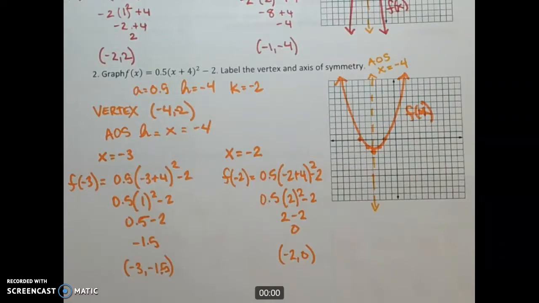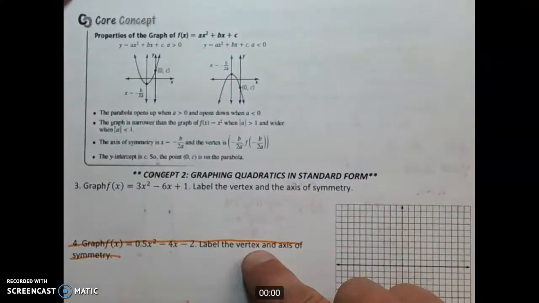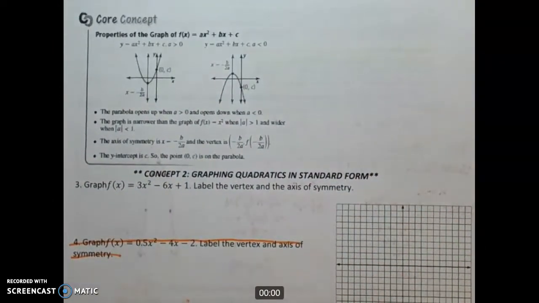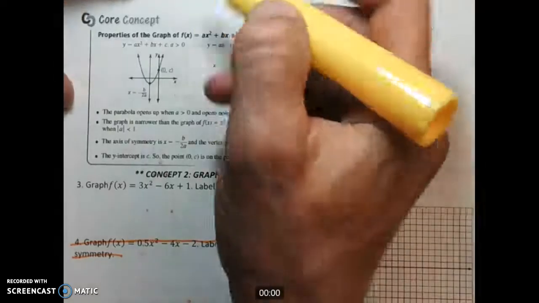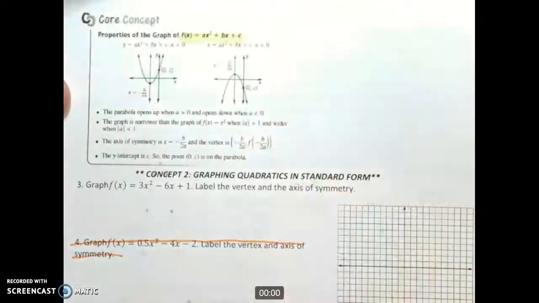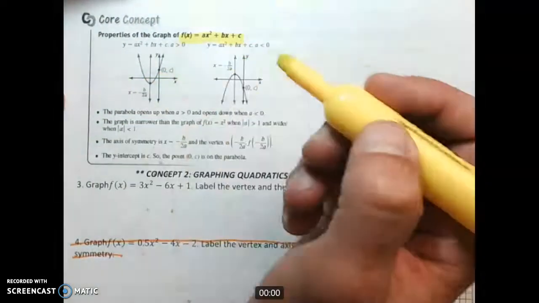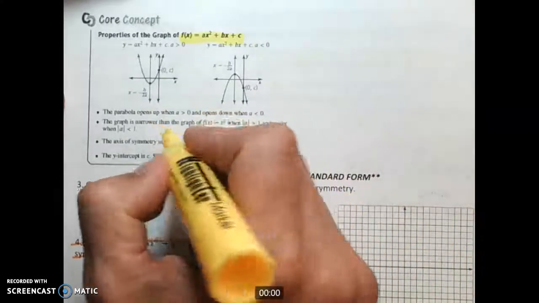I'm going to flip it up and go to page 6 in standard form. Mine got a little messed up here, but yours shouldn't be. Okay, so here we go, standard form. f of x equals ax squared plus bx plus c. And the key for this is right here.